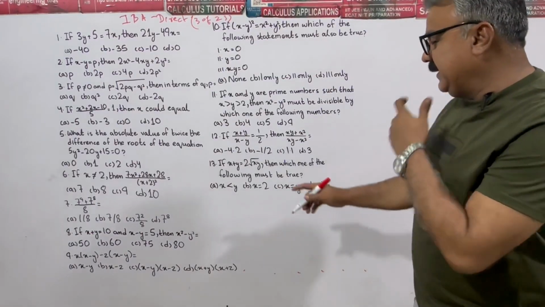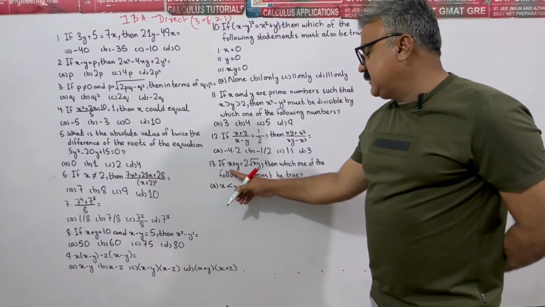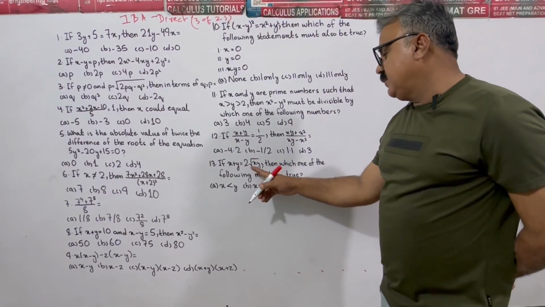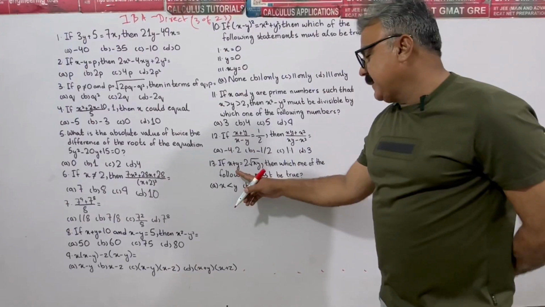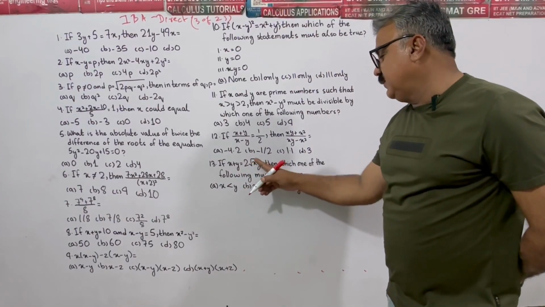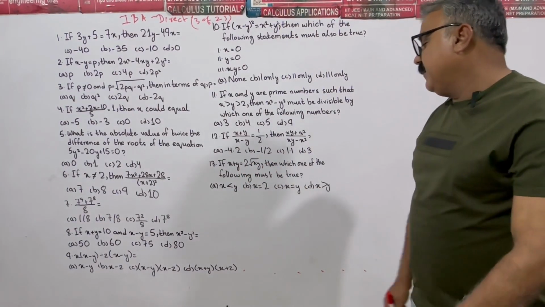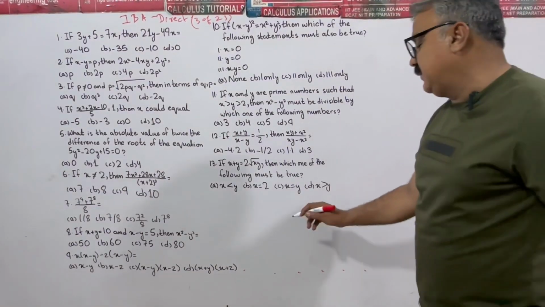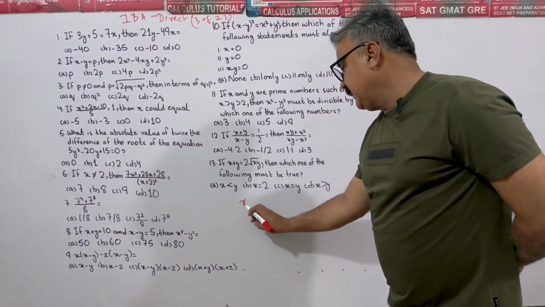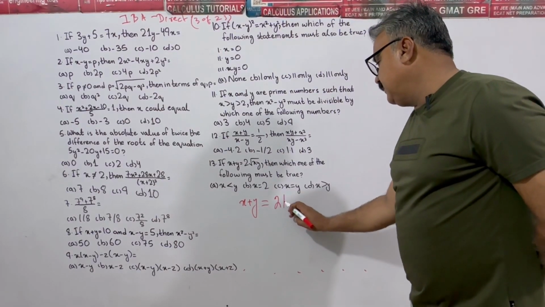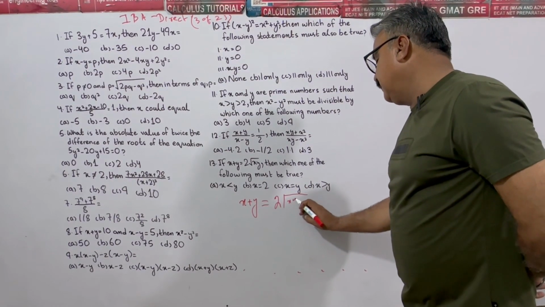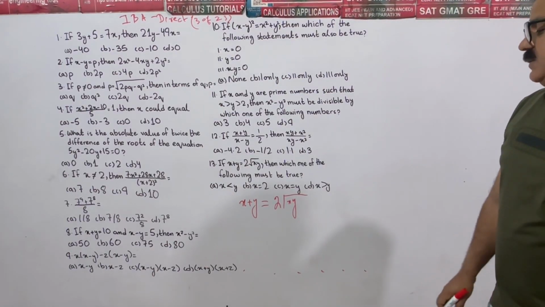Our question number 30 reads: if x plus y is equal to 2 times root xy, the product of xy, then which of the following must be true? We have x plus y is equal to 2 times root xy.